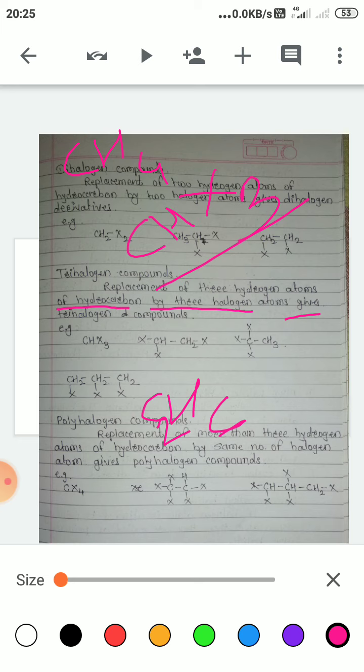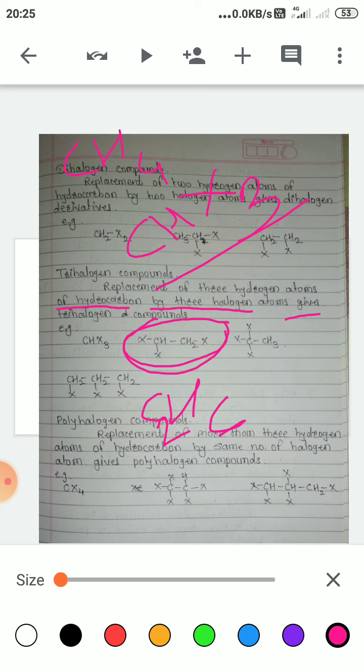In the same way, if we take C2H6 and three hydrogen atoms of ethane are replaced by three halogen atoms, that is XCH2CH2X, with three halogen atoms present in this compound, it is called a trihalogen compound.